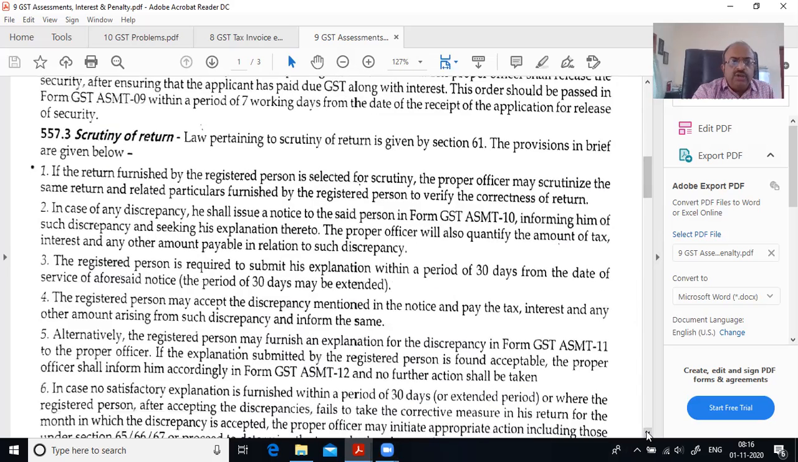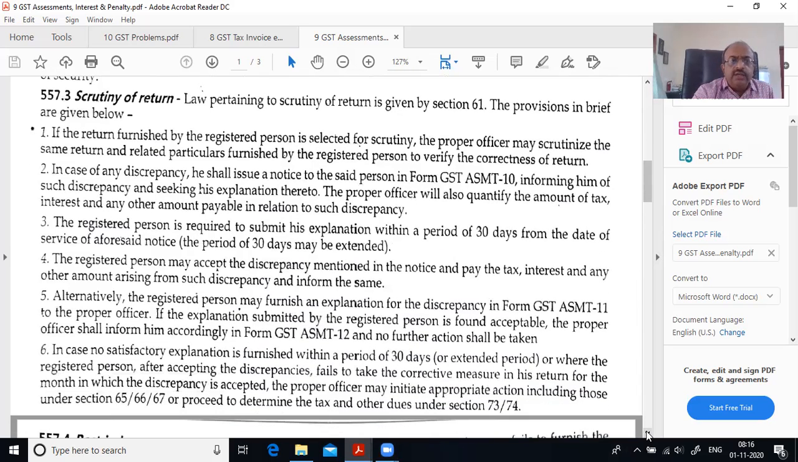Now comes scrutiny of documents. The law pertaining to scrutiny of documents under section 61, in brief, is as follows. If the return furnished by the registered person is selected for scrutiny, and all returns are not selected for scrutiny, only certain ones are, the proper officer may scrutinize the return and related particulars furnished by the registered person to verify the correctness of the return.